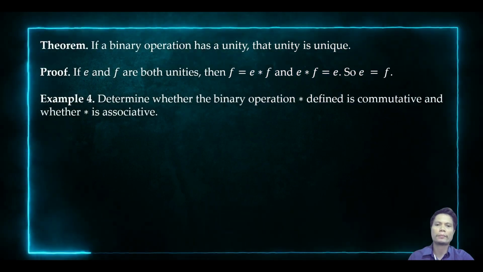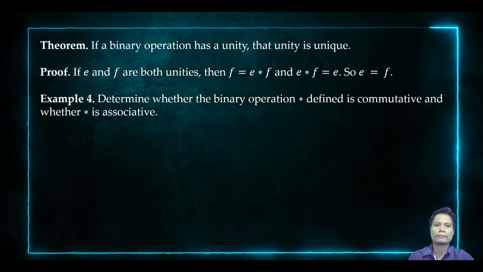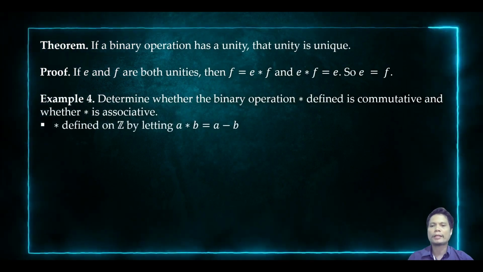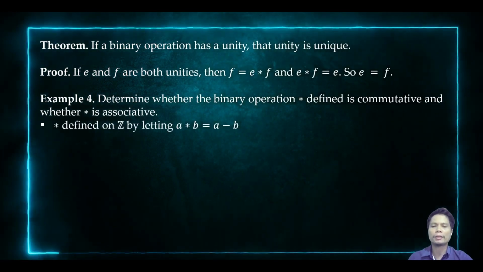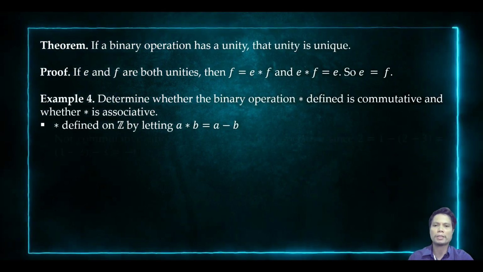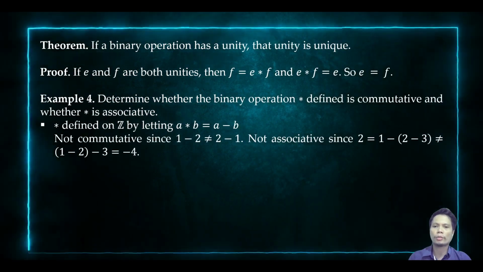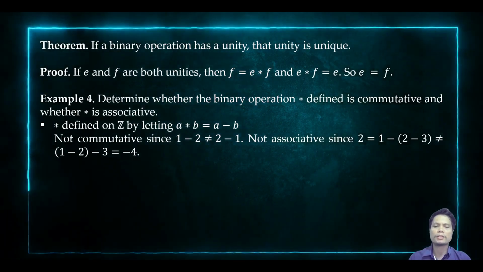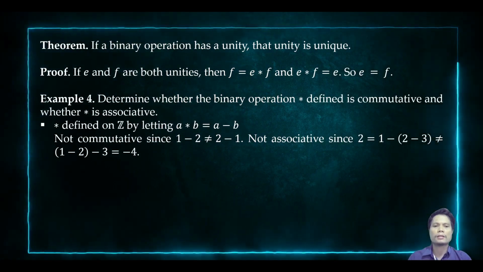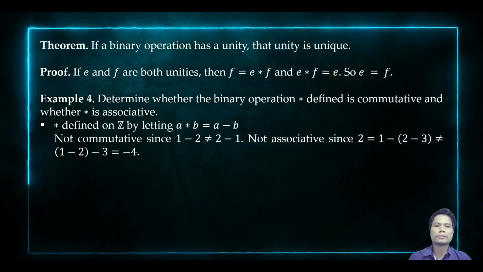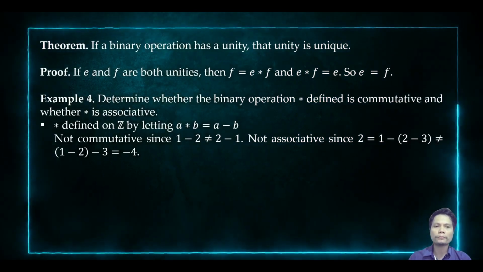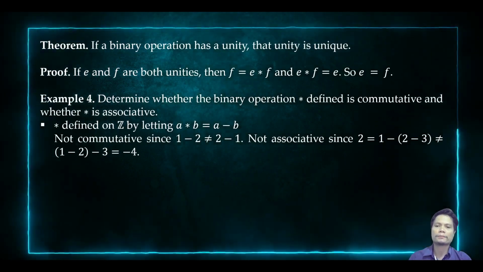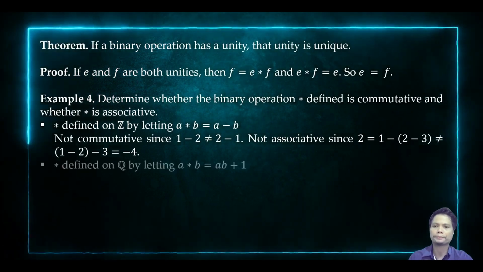Determine whether the binary operation defined is commutative and whether the binary operation is associative. The binary operation defined on the set of integers by letting a binary operation b is equal to a minus b. This is not commutative since 1 minus 2 is not equal to 2 minus 1. This is also not associative since 1 minus the quantity 2 minus 3 is equal to 2, which is not equal to the quantity 1 minus 2 minus 3, which is equal to negative 4.